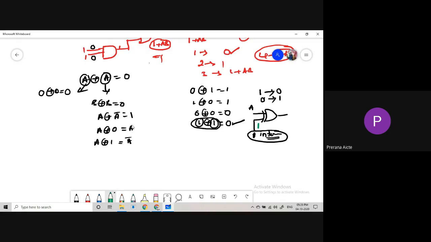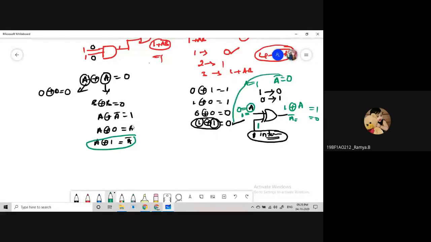So one input is A, and here we are getting A XOR of 1, right? If you are assuming A equal to 0, we are getting 1. If you are assuming A equal to 1, we get 0. So when A is 0 the output is 1, which means it becomes A bar. Similarly, when A equal to 1, applying this gate gives 0, so A bar is 0. So A XOR of 1 is nothing but A bar, according to this diagram. Okay?